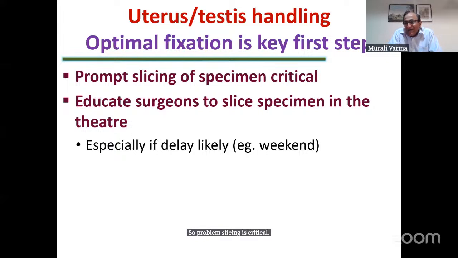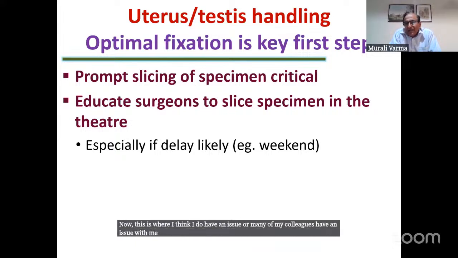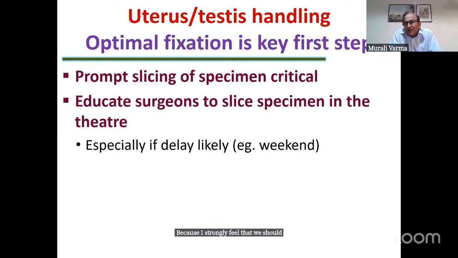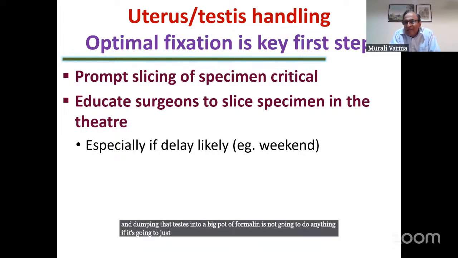Now, this is where I think many of my colleagues have an issue with me, because I strongly feel that we should try to educate surgeons to slice specimens like uteri and testes in the theater, especially if a delay is likely. If they are doing an orchidectomy, dumping the testes into a big pot of formalin is not going to do anything. If it just sits in that pot of formalin over the weekend, it's going to be autolyzed by Monday morning.